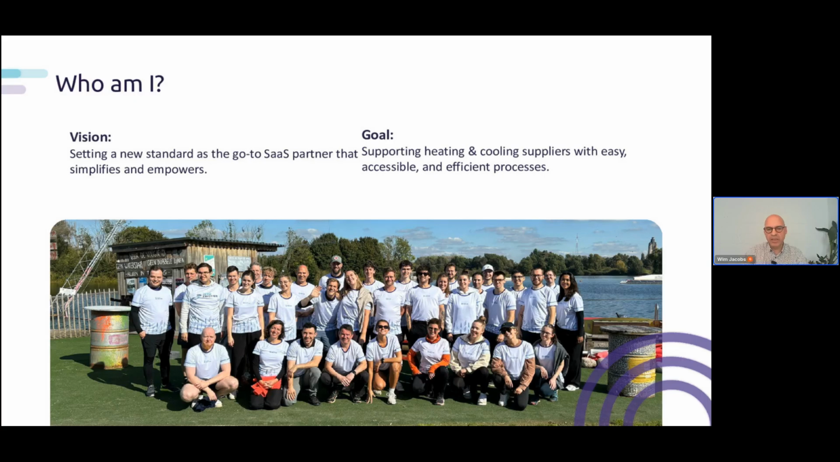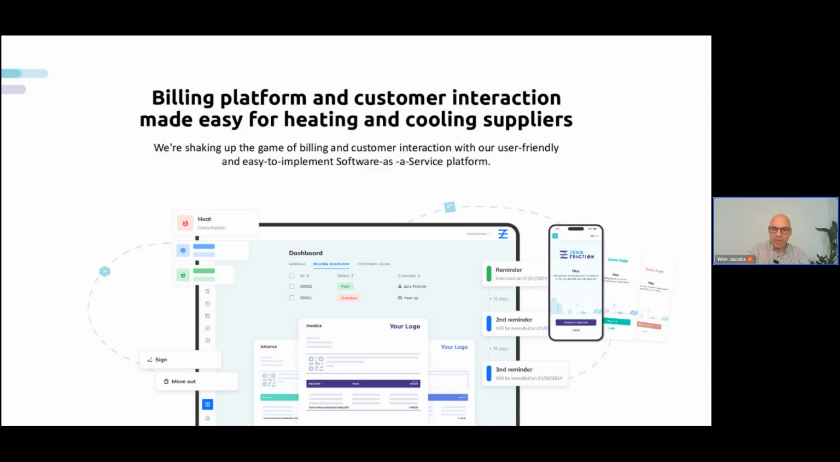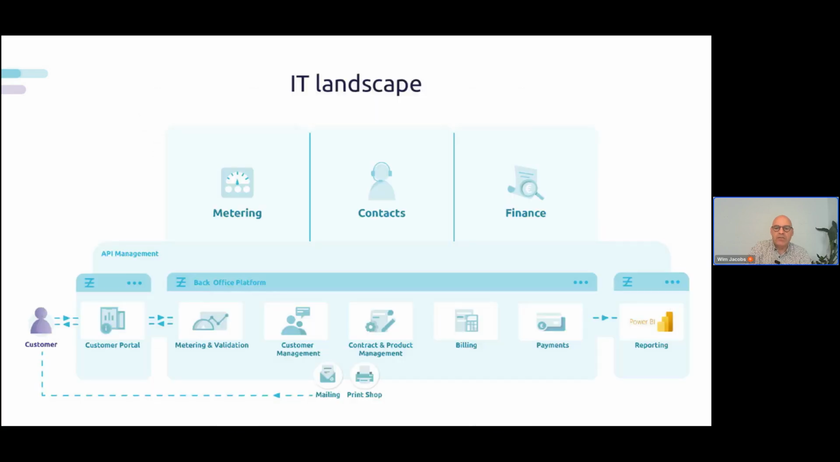We do that currently in the Netherlands, Belgium, France, UK, and are entering Switzerland, Spain, and other markets in Europe, supporting these markets as well with these challenges. How do we do that? It's a billing platform, like I said, and a customer interaction platform, completely white labeled, so that you can have it completely in your look and feel. All the communication to your customers happens within your look and feel through a cloud solution. And we make your IT landscape very easy.